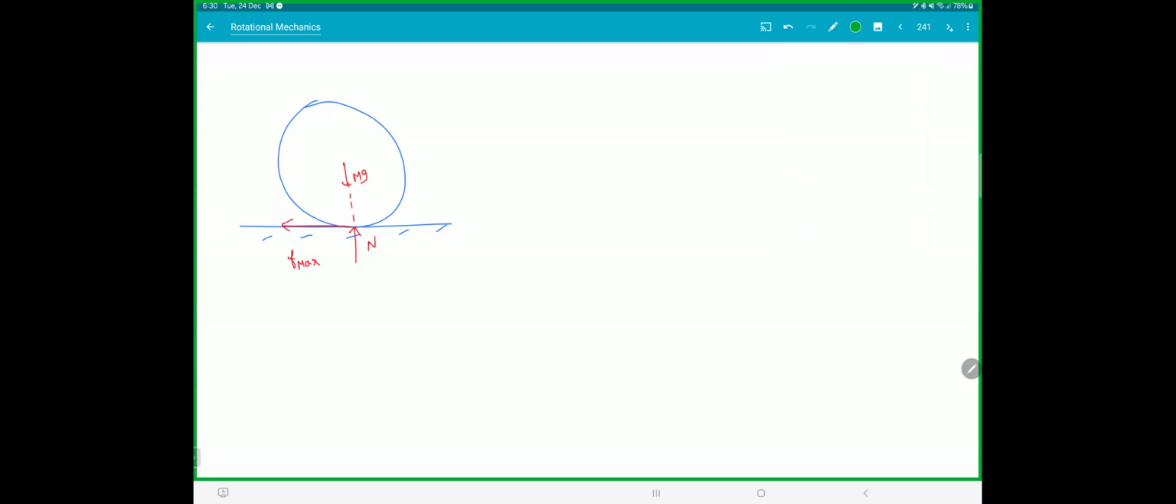Now, if you choose any point on the floor, N and mg cancel, and F max passes through point A.